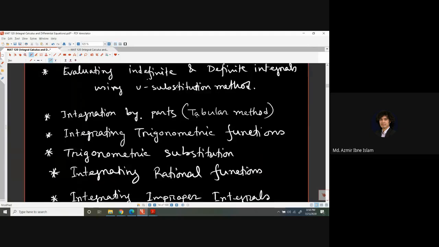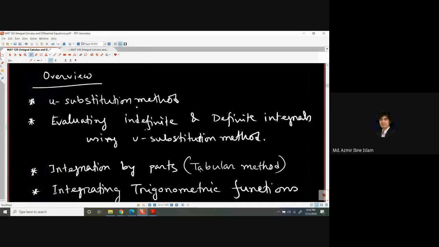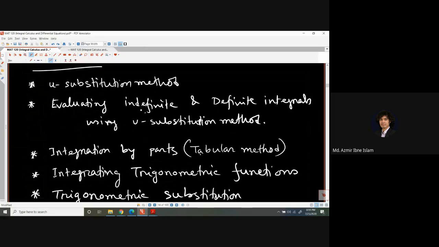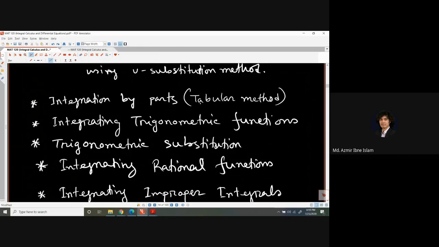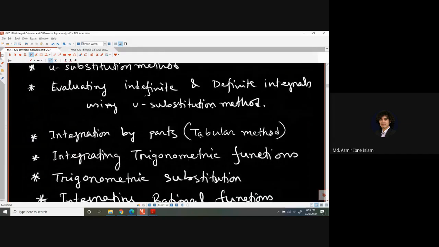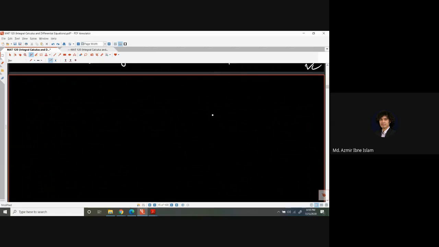So we are starting from the u-substitution method now. This is the very basic of integral calculus. Without the substitution method, we can't move to the other concepts, that is integration by parts, integrating trigonometric functions, trigonometric substitutions, like that. Okay, so first of all, let's have a look at the u-substitution method.